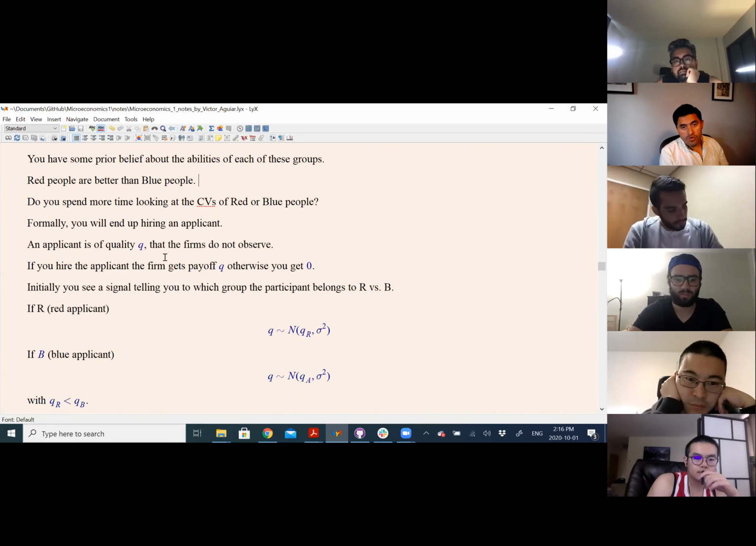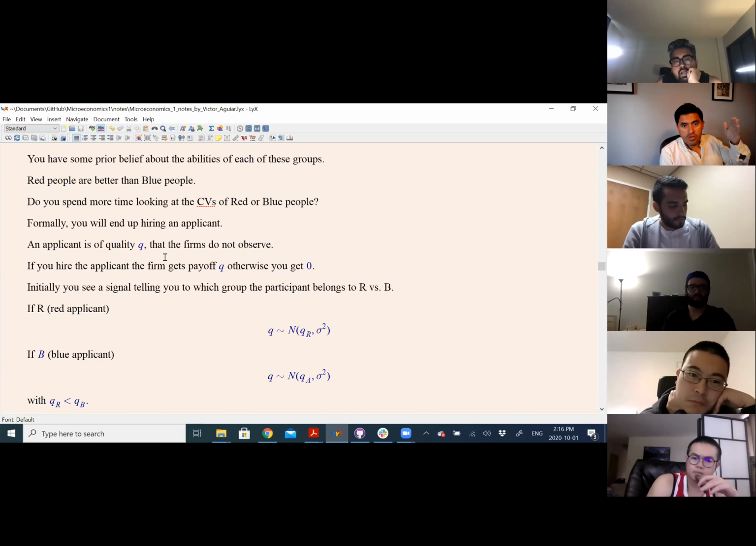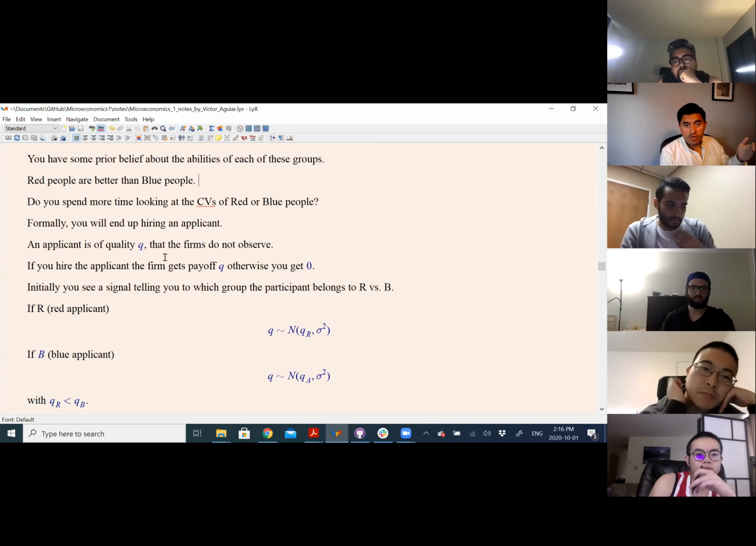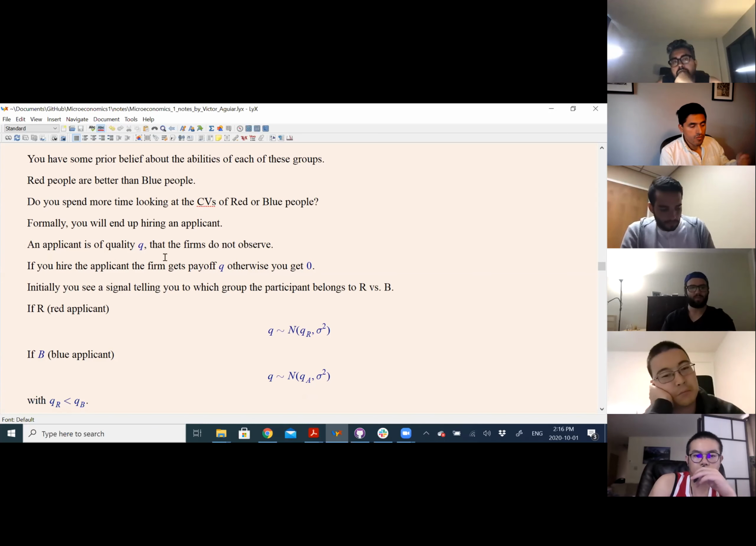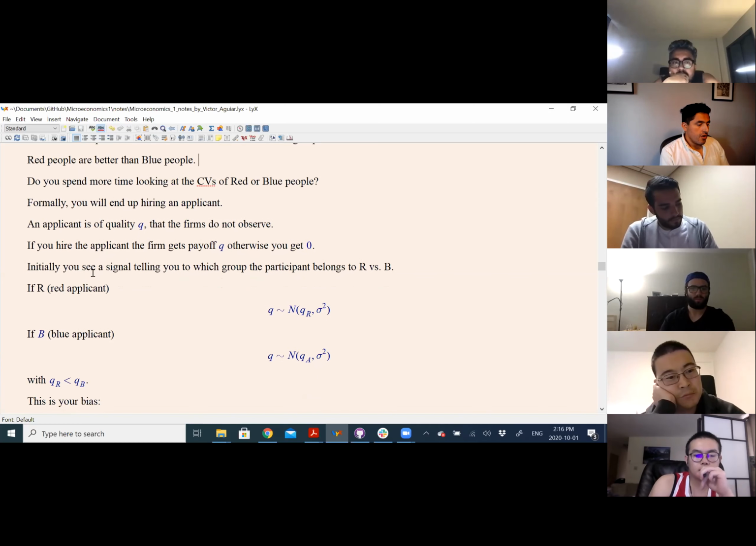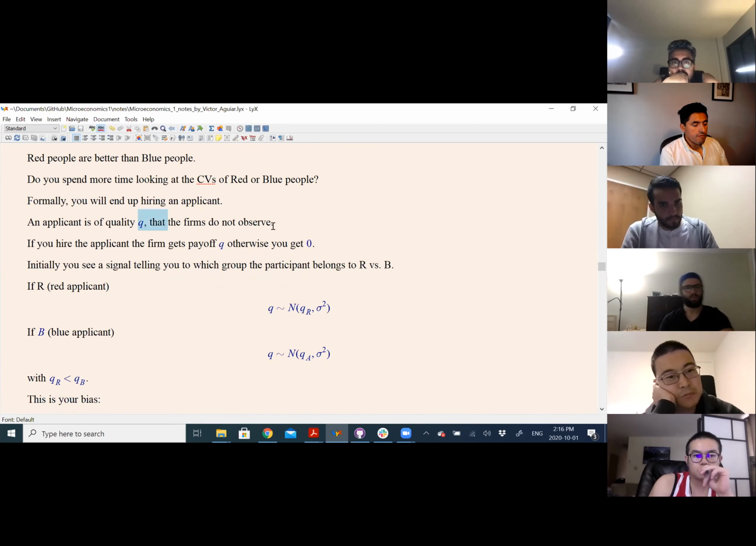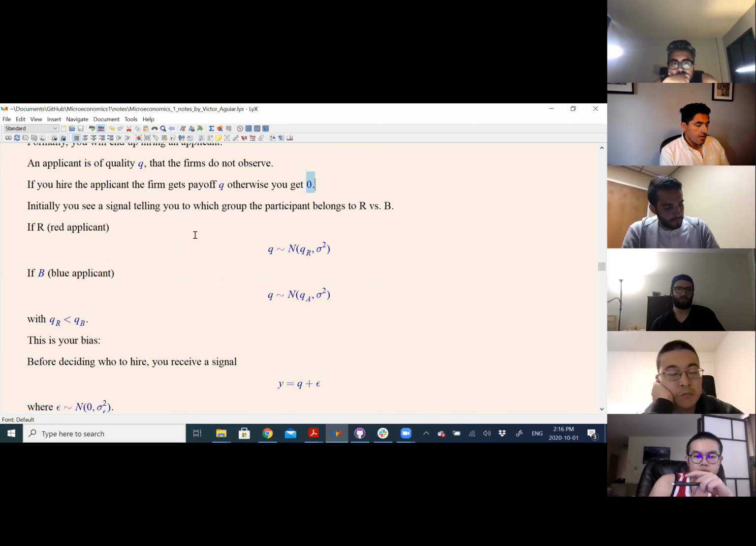Then you have to make two choices. First, as a firm, you have to choose how much time you spend on each CV, so how much attention you pay. And once you have done that, you choose whether or not to hire someone. An applicant is of quality Q, and firms do not observe that exactly. But if you hire someone of quality Q, you get a payoff of Q, and otherwise you get zero payoff. Initially you see a signal that tells you which group the participant belongs to.